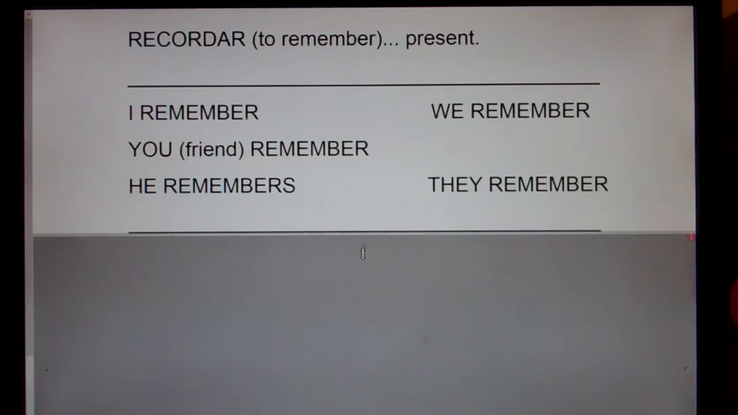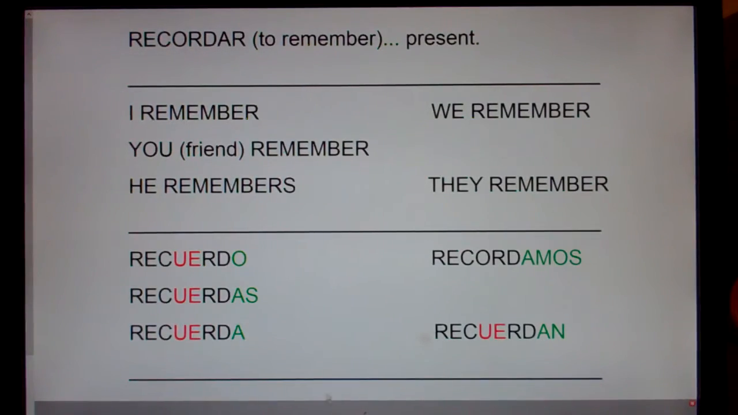I'm going to say each form of the verb in English and Spanish and then clap, and then I'd like you to repeat what you just heard. Okay? Here we go. I remember. Yo recuerdo.